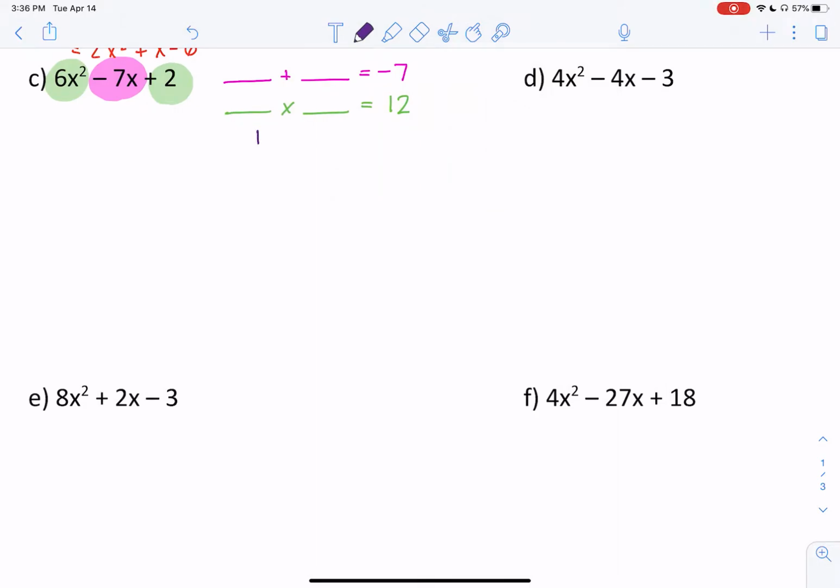Our factors of 12 are 1 and 12. That doesn't work. 2 and 6. That doesn't work. 3 and 4. That does work. So I have 3 and 4. And because it's -7, they both have to be negative. Now in my equation, instead of writing that -7, I can use my numbers.